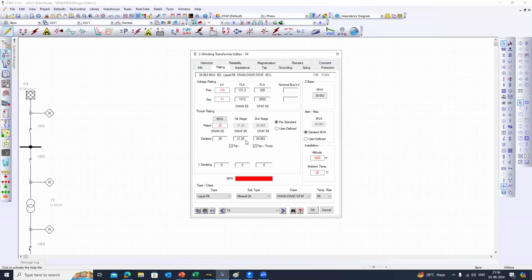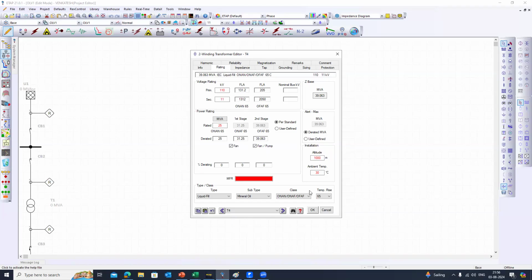So now, if you see here, what is oil natural, air natural? That means when there is no external cooling media, you can use the transformer of this 25 MVA up to 25 MVA. But if you have a cooling mechanism for the air force, you can use this transformer up to 31.25 MVA. Whereas if you are using another external cooling medium for the pump also, oil force, air force, that means you are forcing the oil to circulate as well as forcing the air to circulate across the transformer, then you can use the transformer up to 39.063 MVA.